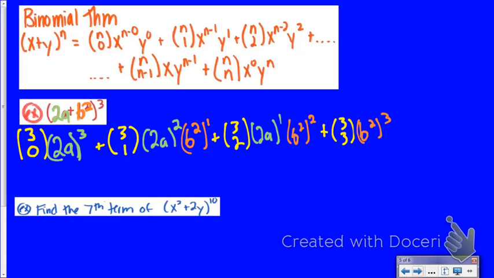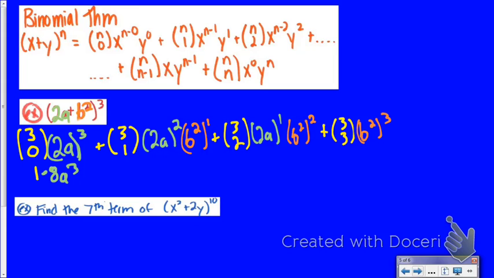So now what we're going to do is figure out what these coefficients are and multiply them out. So this very first one, 3 over 0. We talked about this: any number over 0, that coefficient is 1. So my coefficient here is 1. Then I find what this next term is. That's 2a to the third power, which is going to be 8a cubed.